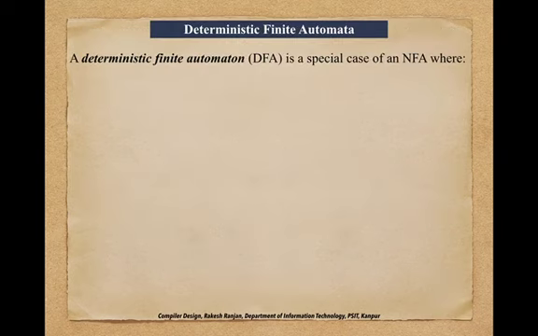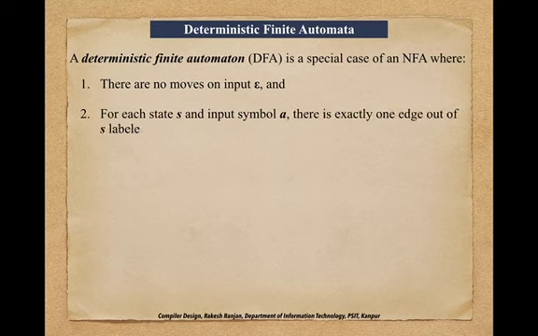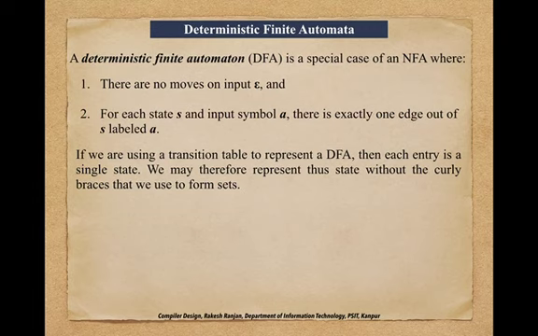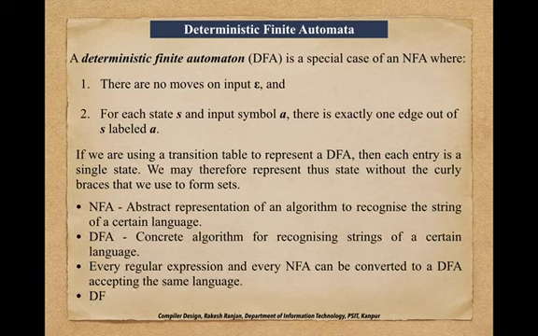Let us consider DFA. DFA is a special case of NFA where there are two things. One, there are no moves on epsilon. Second, for each state S and input symbol A, there is exactly one edge out of S. If we use a transition table to represent a DFA, then each entry is a single state. We may therefore represent the state without the curly braces that we use to form sets.